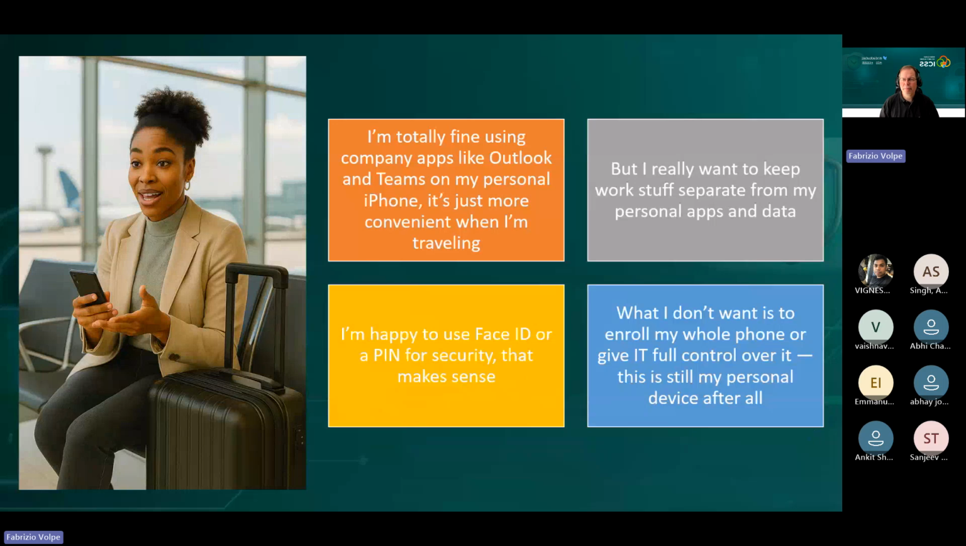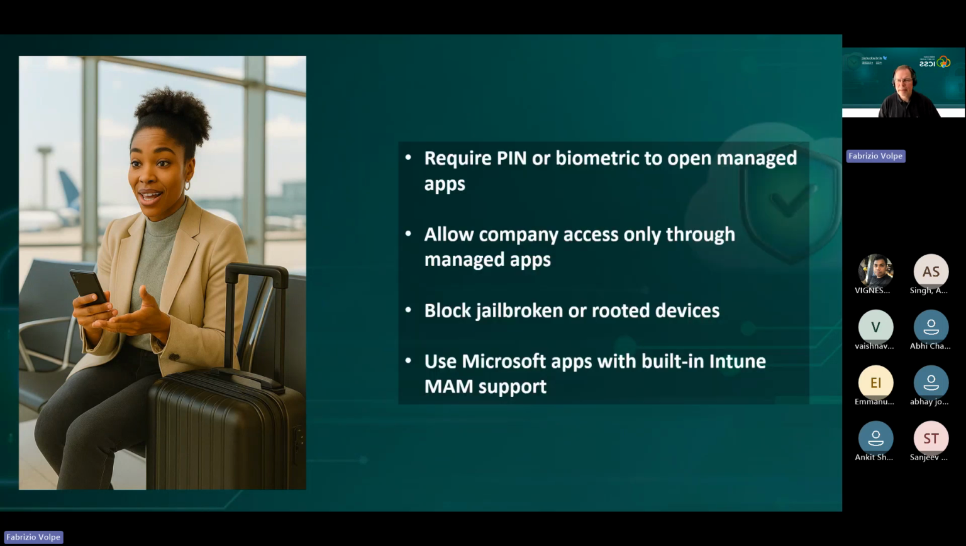So to summarize the point of view, she says, well, I'm fine using the work apps like Outlook and Teams on my iPhone because that's good for me. I'm traveling, I need them. I want the work data, the work information, absolutely separate from my personal data. I'm okay with a Face ID and a PIN. I don't want to enroll my phone because it's my personal phone and I don't want to give you this kind of deep control.